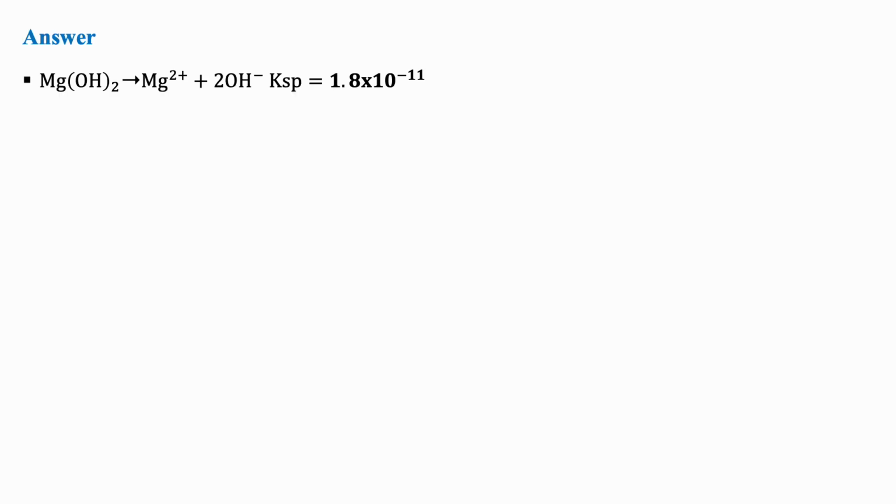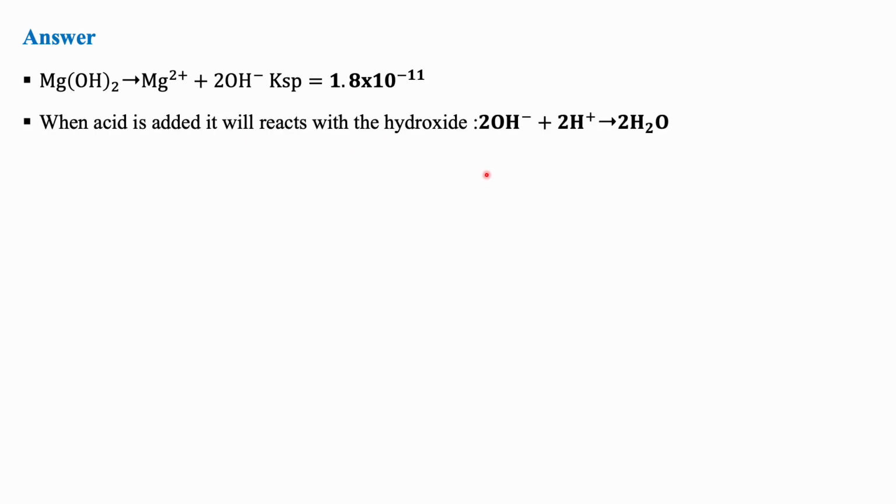So when you have magnesium hydroxide, we have 2 hydroxide with this Ksp, and when you add an acid, the acid will react with hydroxide, removing the hydroxide, forcing more magnesium to dissociate, then increasing the solubility. But here they are asking to explain by using calculation. So an acid is added to react with the hydroxide, forming water.